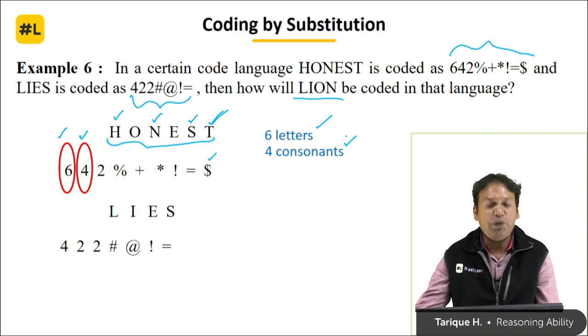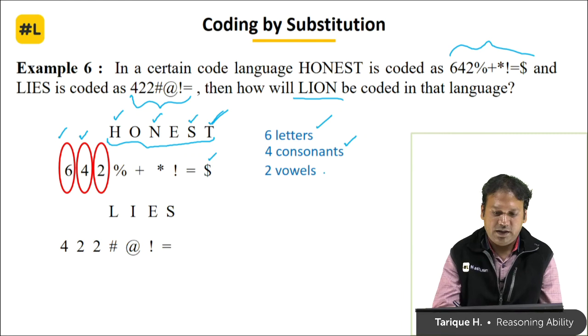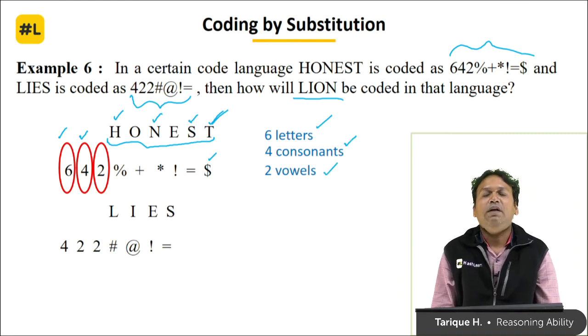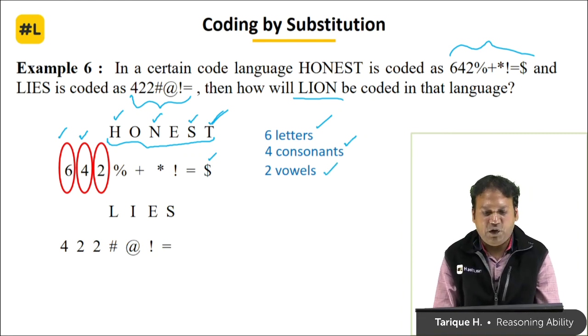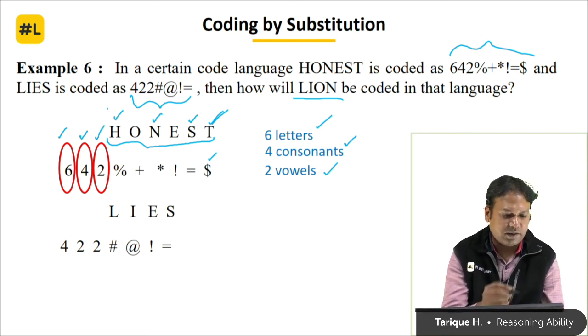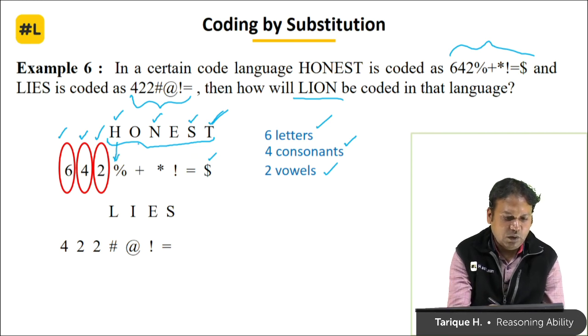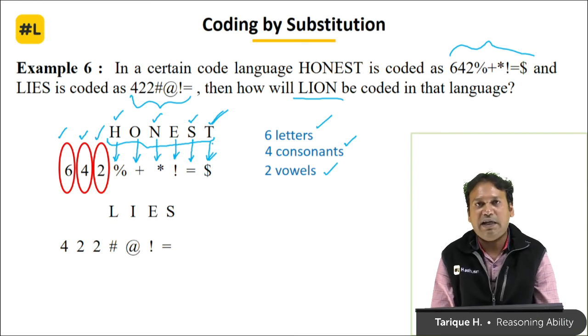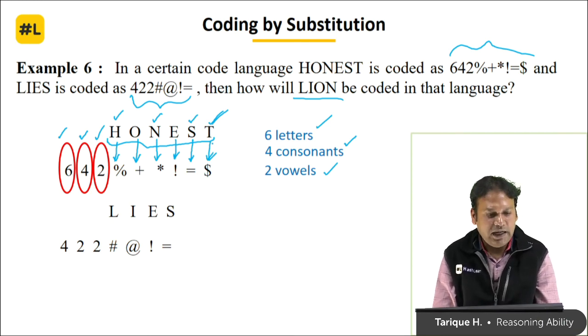So the third number 2 here stands for the number of vowels. You see here, the number of letters, number of consonants and number of vowels, that is what 6, 4 and 2 are giving us. Then we have H as %, O as plus, N as star, E as exclamation mark, S equal to T dollar. Remaining part is direct substitution, but we are also adding the number of letters, number of consonants, number of vowels.